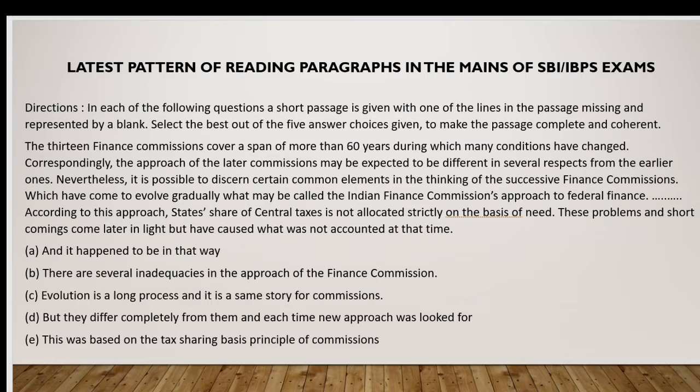Now the other sentence says, according to this approach, states' share of central taxes is not allocated strictly on the basis of need. So finally the crux has come here. The idea says that taxes were not allocated strictly on the basis of principle. If the finance commission said it has to be distributed in such a way, and the distribution was not taking place on that pattern, then there must be a kind of loophole here.